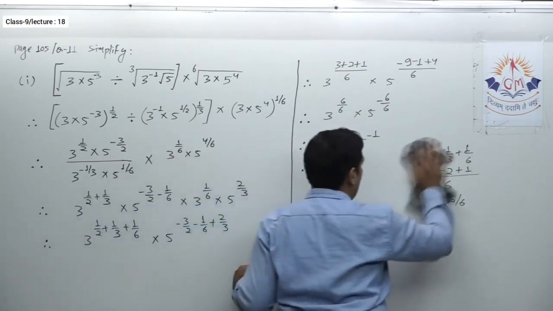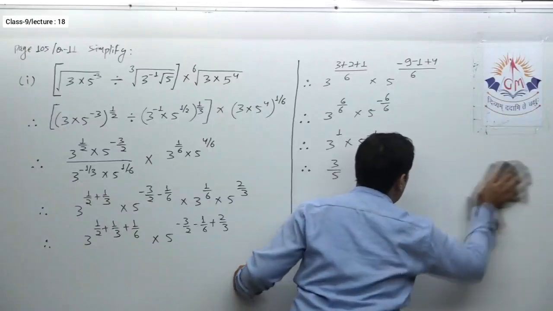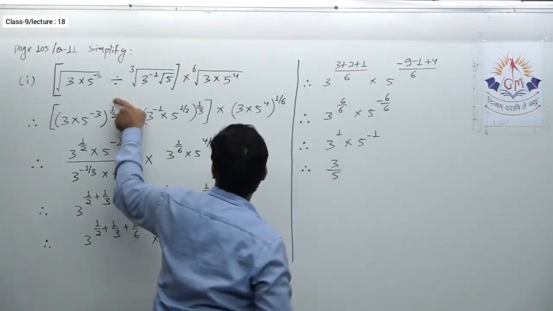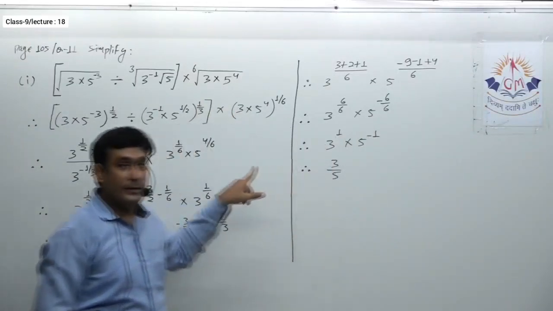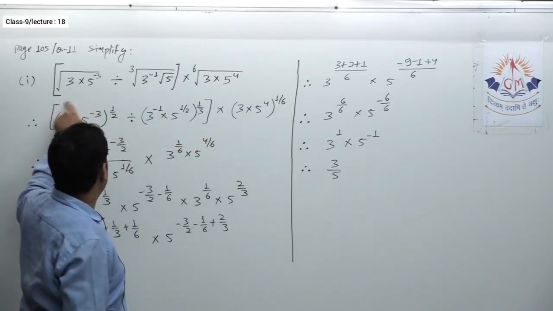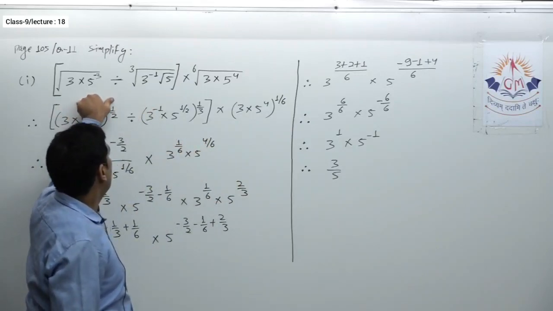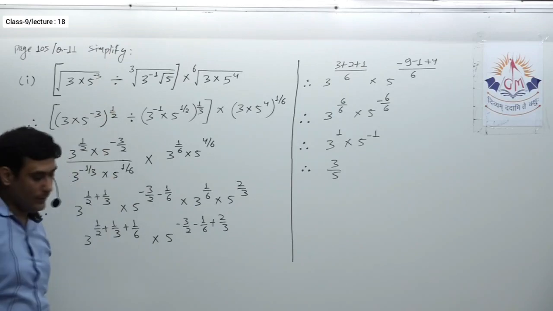Okay, and if you see the book, in the question it is given, prove that this is equal to 3 by 5. Then please make sure that here there is a bracket. Okay, please note it down properly.